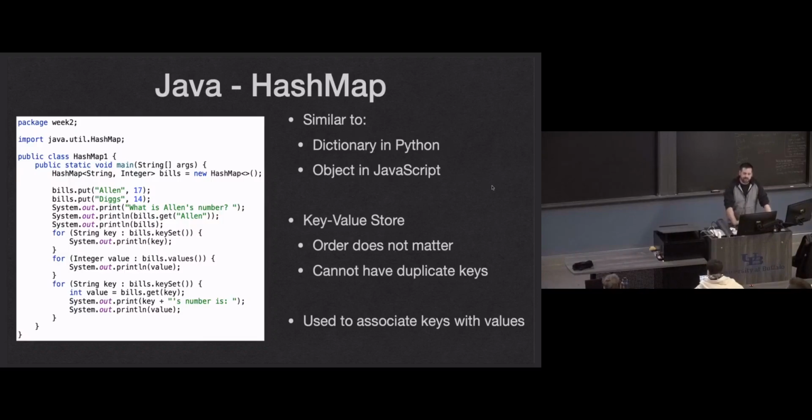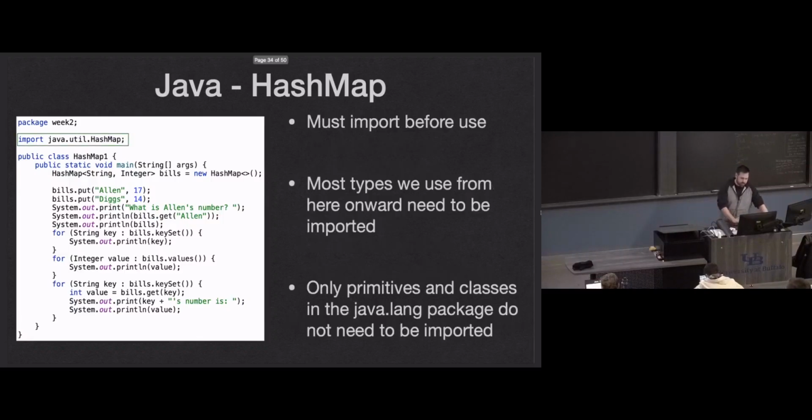This is our dictionary in Python, our object in JavaScript. It's a key value store. Instead of associating values with indices starting at 0, we're associating values with other values as keys. Just like ArrayList, we have to import it. HashMap and ArrayList both live in the java.util package, so import that thing.